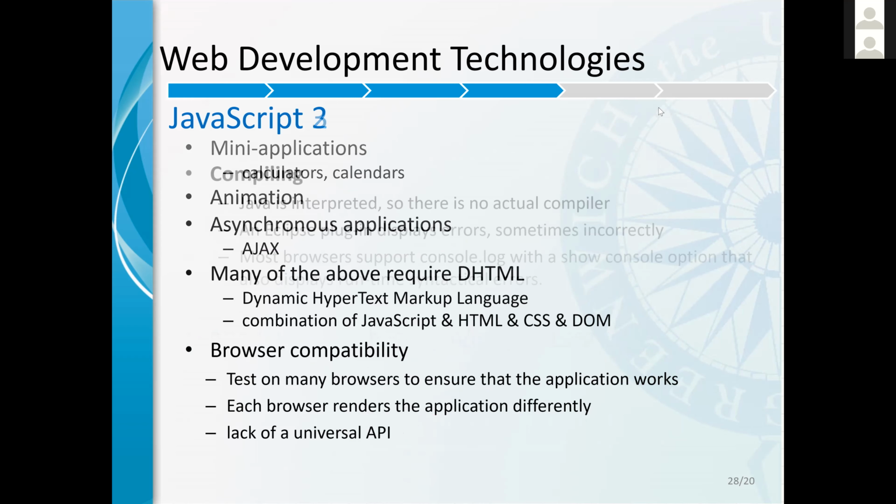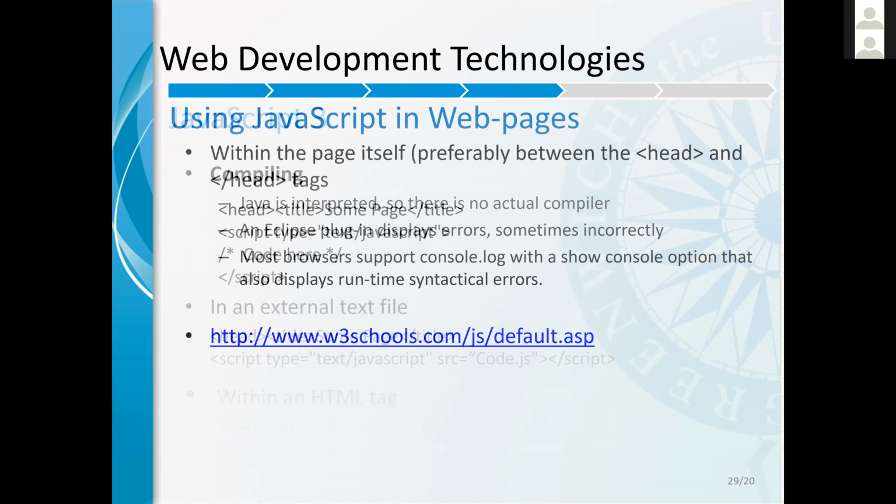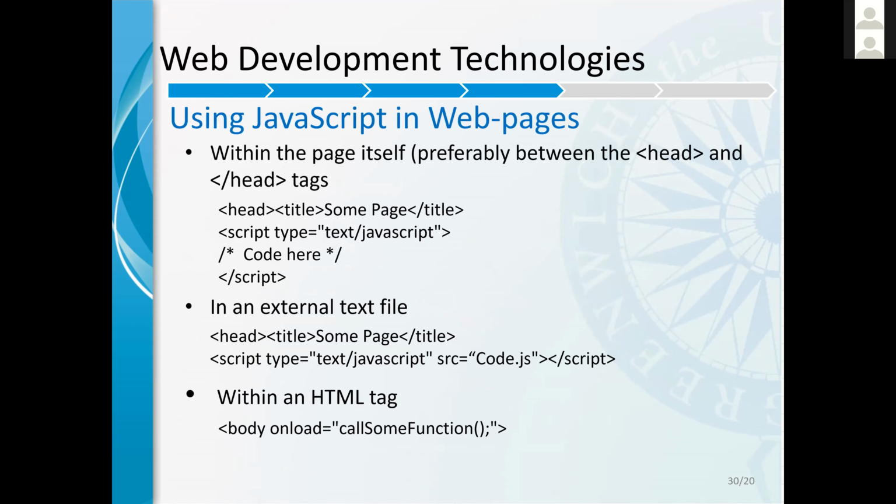JavaScript is, of course, interpreted, so there is no compiler needed. And you have ways of adding it. You can have it within the web page itself, between the header tags. You can have it as an external file, or you can have it inline within an HTML tag.